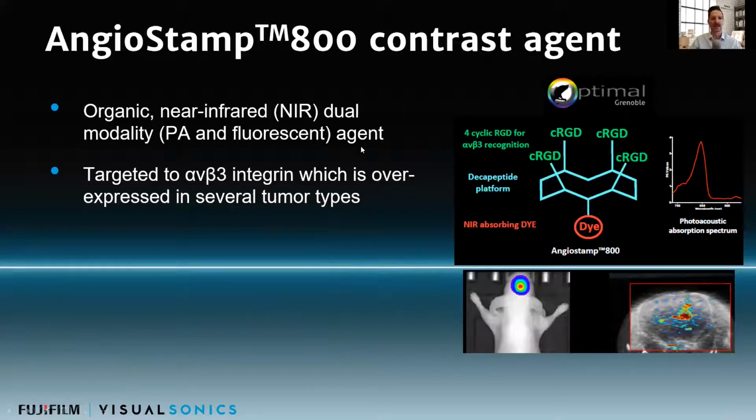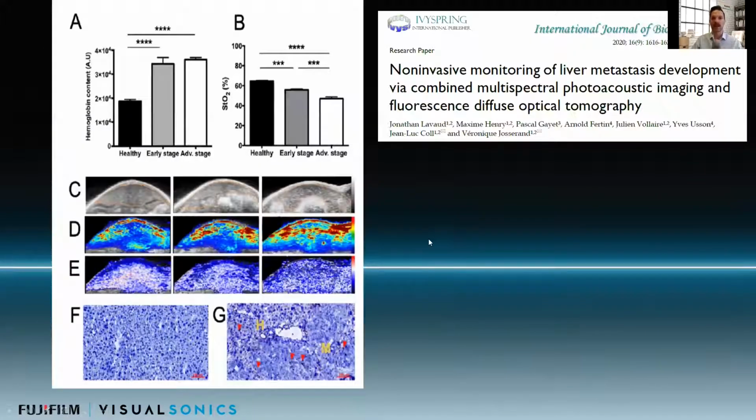I was looking at a website of a fluorescent imaging system manufacturer, and they've got a whole panel. And this is one of the fluorescent agents they have on the panel that targets this alpha V beta 3 integrin. The difference between theirs and this one is that this one is truly dual modality, in that it gives a very strong photoacoustic signal and can be used for those kinds of studies.